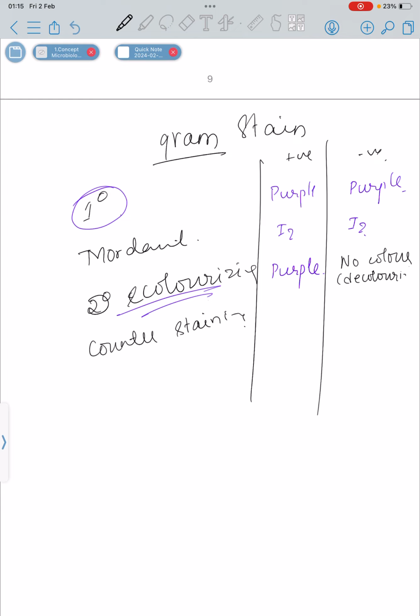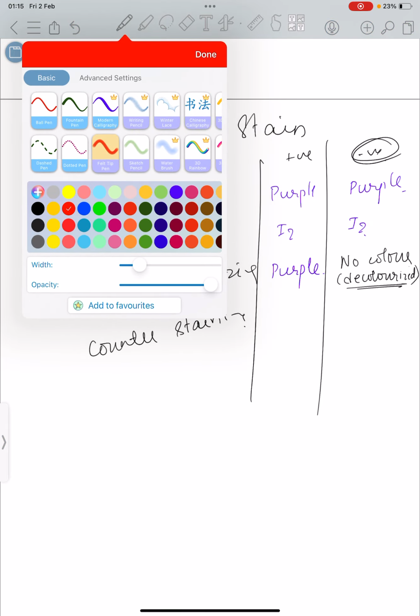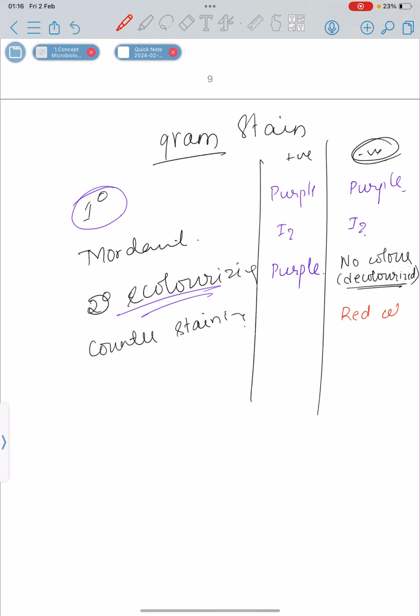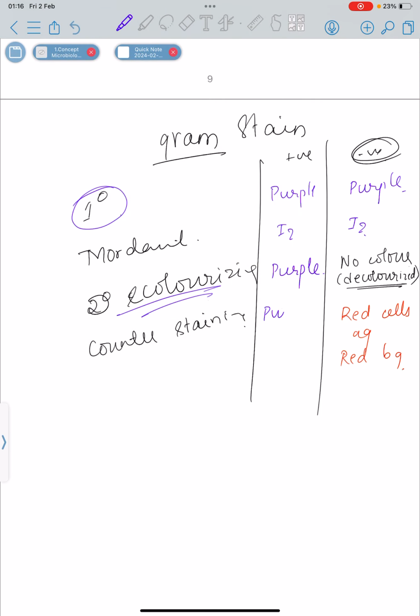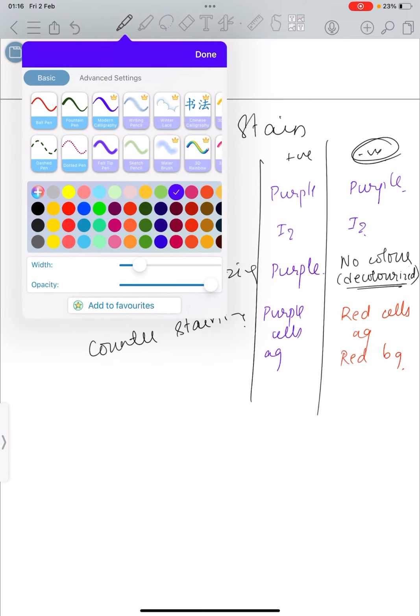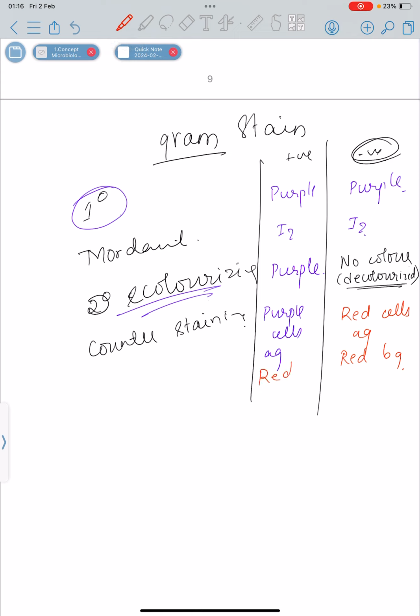Why did it get decolorized? Because the cell wall is thin in the case of gram negative. Then in the final step, when we applied red color, it was red cells against a red background. But in the case of gram positive, since they retained the purple color, it was purple cells against a red background. Clear? I hope I could make it clear.